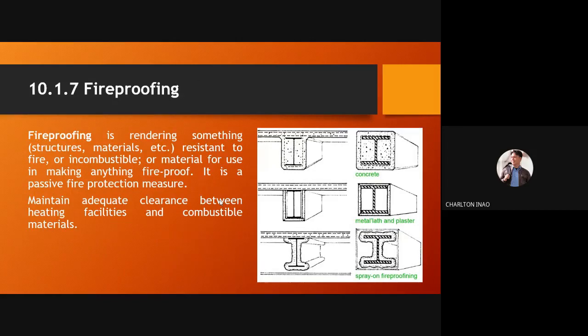Next is fireproofing. Is rendering something such as structure materials resistant to fire or incombustible, or material for use in making anything fireproof. It is a passive fire protection measure. Maintain adequate clearance between heating facilities and combustible materials.